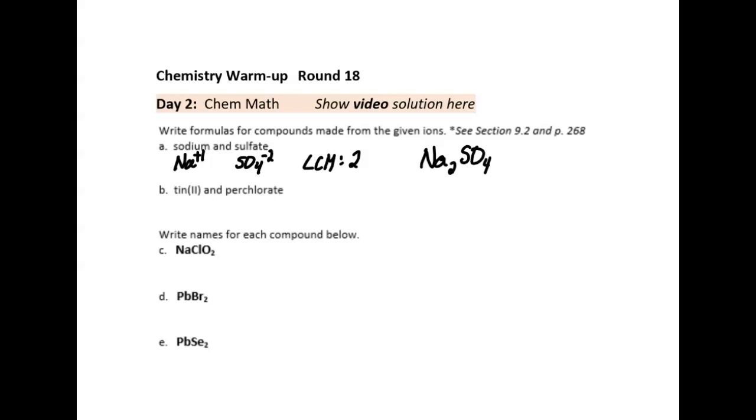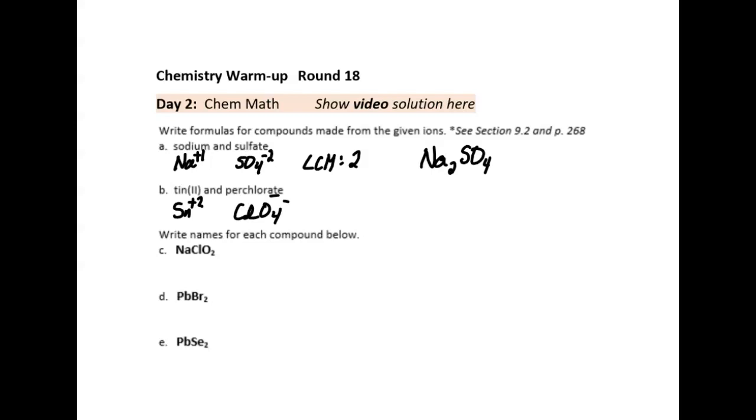Question B, tin 2. So that's Sn positive 2. Perchlorate. Perchlorate is polyatomic. I know this because of the ending, ATE. Remember that monatomic ions end in "ide." Polyatomic ions typically end in "ate" or "ite." There's a couple exceptions, and they're on the page 268 chart. The symbol is ClO4 negative 1.